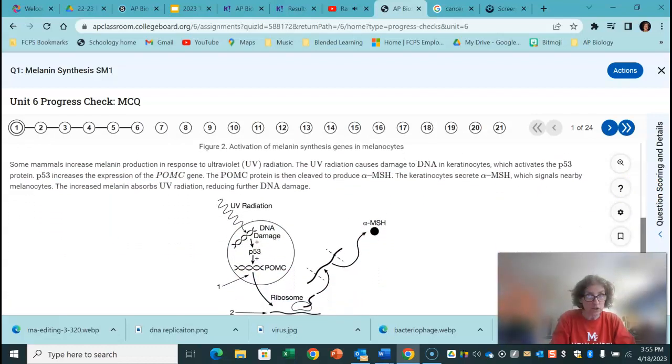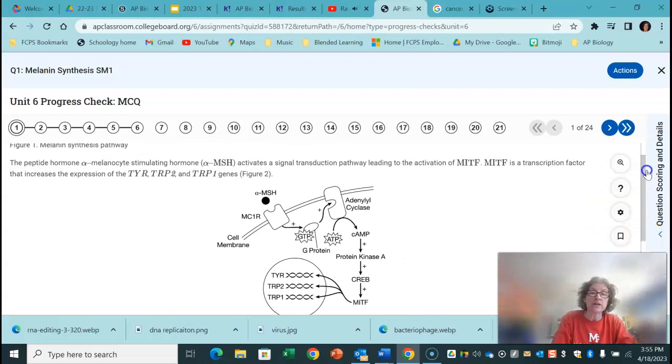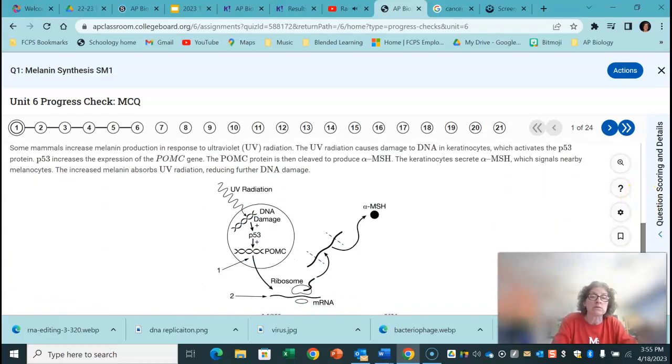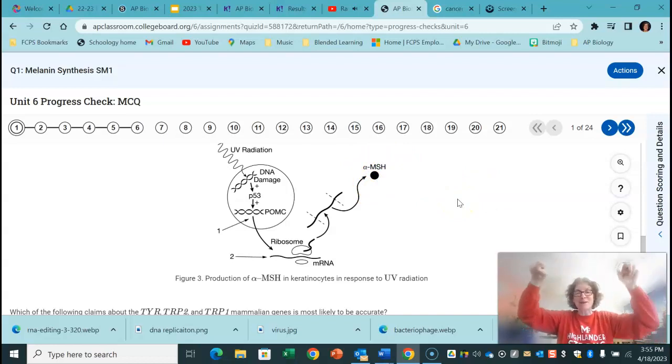Then we have more. It's a long question. Some mammals increase melanin production in response to UV radiation, okay? So it's the UV radiation that stimulates the whole process to begin with. So really, I almost think I would have put this part of the question first. Here's the UV radiation. Here's the P53, and then you get the production of this chemical signal, the alpha MSH, that then, remember, is the thing that comes and gets those 3 enzymes going that are going to make the melanin. Everybody, I hope you're all with me. There's a lot going on here. So that's what stimulates the making of that signal that then goes and signals cells to make those 3 enzymes that are in control of making the melanin.